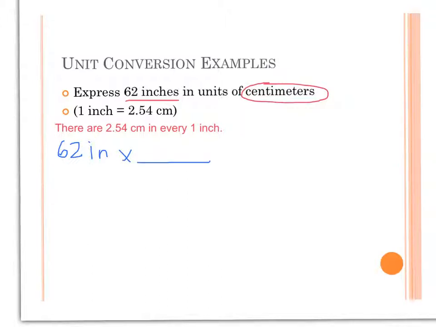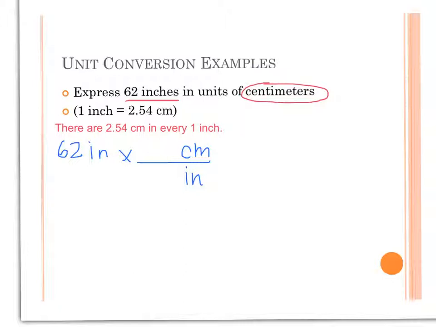A neat thing about the factor label method, why chemistry teachers use it, is that you can figure out whether you need to multiply or divide really easily. You always want to put the unit you're trying to get rid of, in this case inches, in the denominator. That way, this inch and this inch will cancel each other out because one's in the numerator, one's in the denominator. And you put the unit you're trying to get to, in this case centimeters, in the top, because that's what will be left unit-wise at the end of the day.